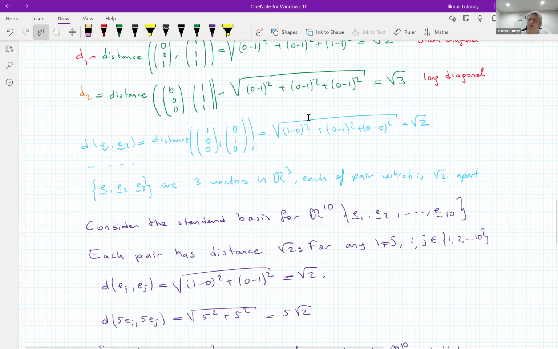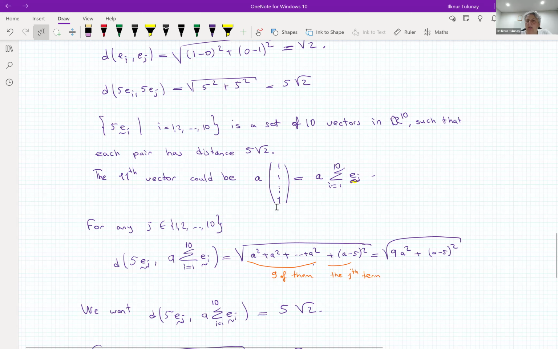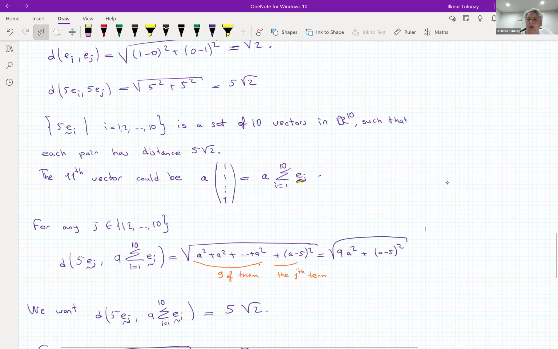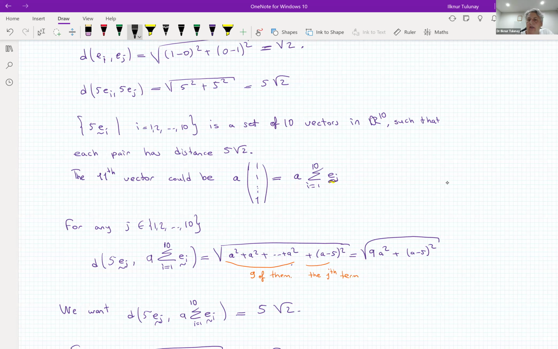Okay, that's what I'm doing here. So this is 1, 1, 1, and I'm multiplying by A because I'm not sure what A should be. A is any real number in this case. It's just a general A, because we don't know exactly. Now let's test it. What do I mean? We have this list of vectors, the 5eis. These are the 10 vectors, and each pair has distance 5 root 2.